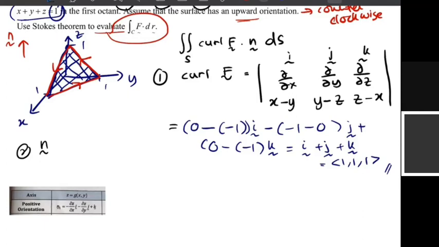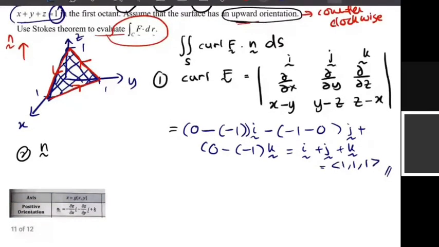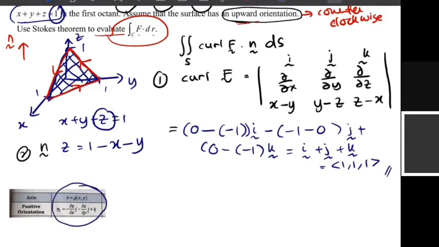Non-parametric surface. Curl F is equal to 1, 1, 1 in the form of vector notation. So curl F equals 1, 1, 1. Okay, step number 2. Find N.